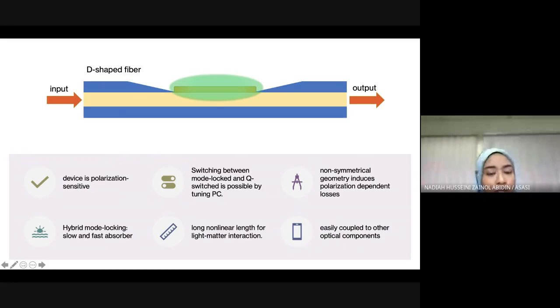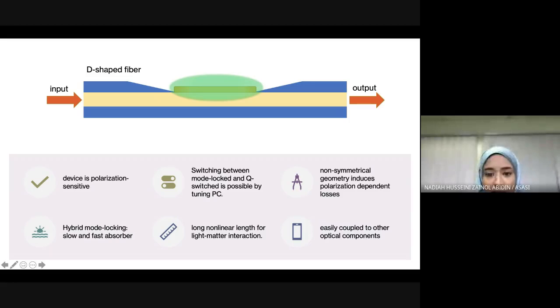Switching between mode lock and Q switch is possible by tuning the PC. It is easily done. I'm not saying that tapered fiber can't do that, but for D-shaped fiber, it is more easy to do it. Non-symmetrical geometry induces polarization dependent losses. Sometimes this is good, sometimes this is not, depending on your application. Hybrid mode locking is also possible, which utilizes slow and fast absorption. Okay, but that's for another time.